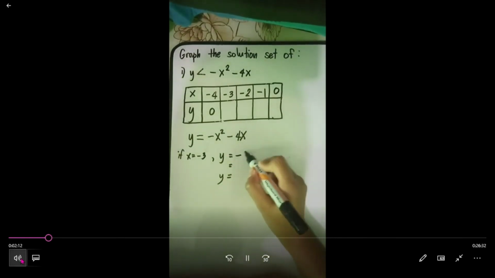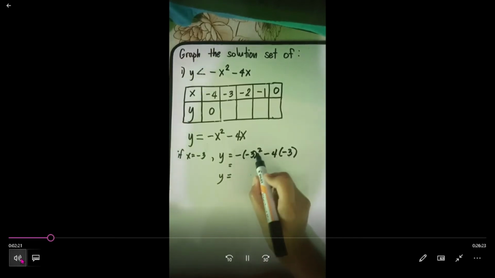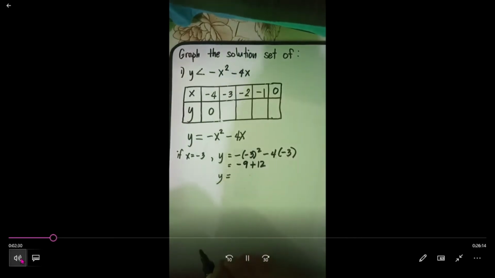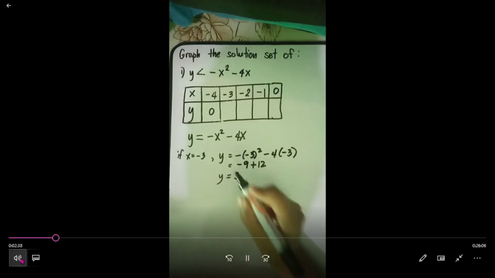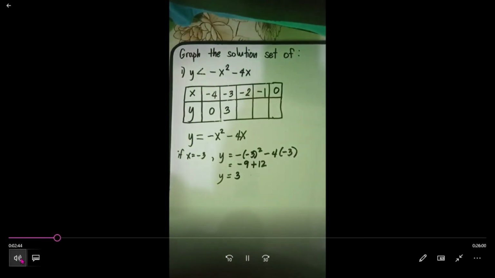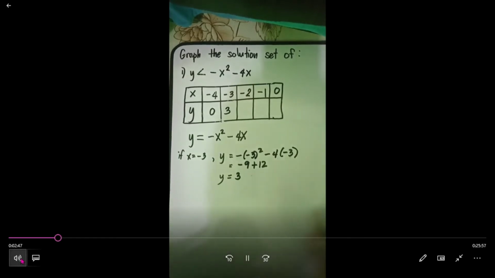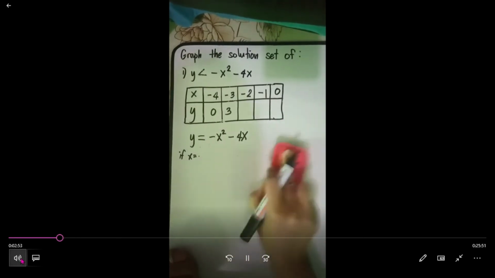Okay, so next, let us have x equal to negative 3. We have negative of negative 3 squared minus 4 times negative 3. Negative of negative 3 squared is negative 9. Then negative 4 times negative 3, we have positive 12. So what is negative 9 plus 12? We have positive 3. So we are going to write positive 3 here.